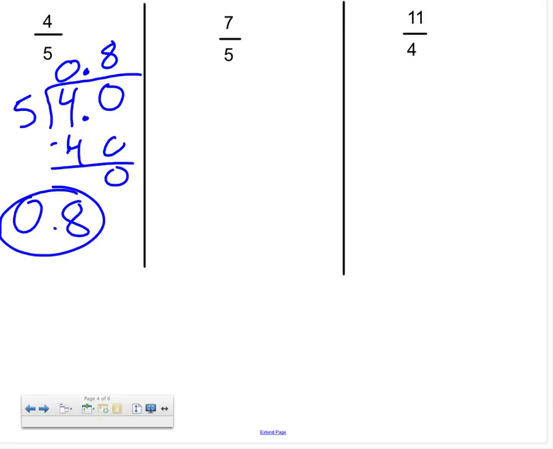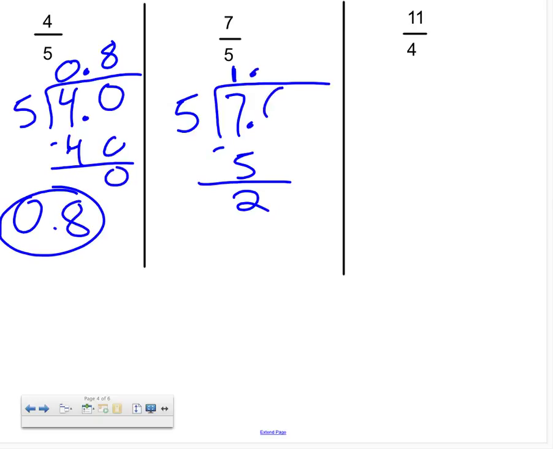7/5 is much the same way. 7 on the inside, 5 on the outside. Now in this case, 5 actually does go into 7. It goes into 7 one time. 1 times 5 is 5. Good, 2. But now I'm stuck again. So I do what I did before. Decimal, decimal, bring a 0, carry it down. And again, 5 goes into 20 pretty nice and evenly. 4 times. And so my decimal is 1.4.